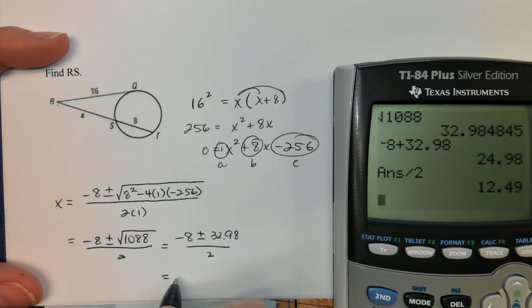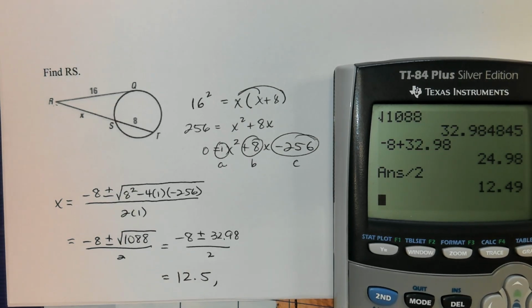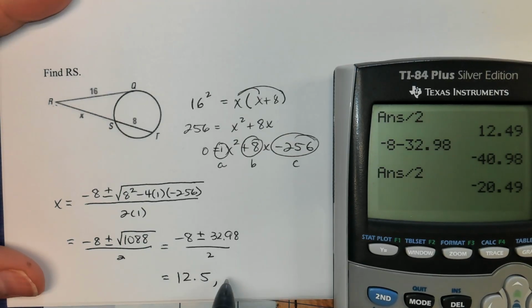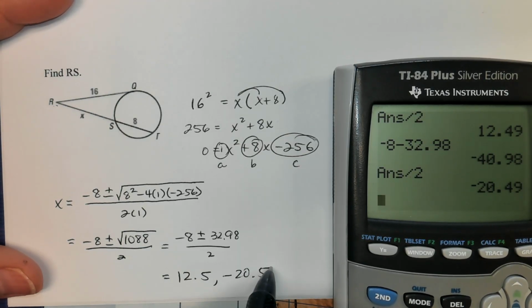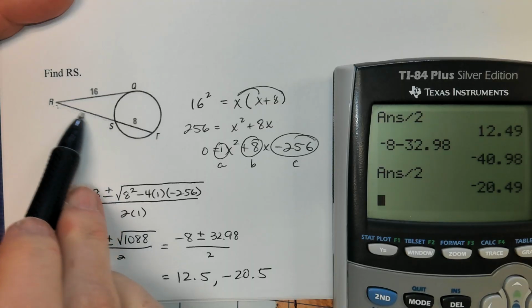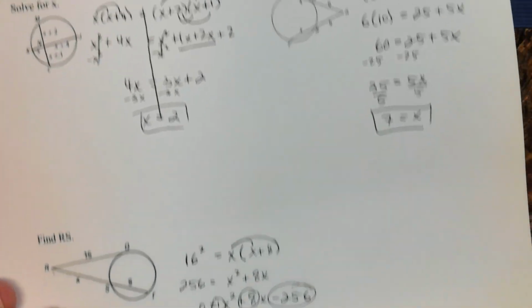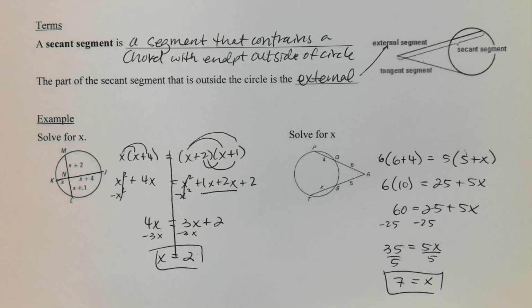So one of our answers is 12.5. And the other one is negative 8 minus the 32.98, and then we'll divide by 2. And our other answer is negative 20.5. And it does not make sense in this problem for this length to be negative. So we won't be able to use that one. We'll just use 12.5. So make sure when you're doing your problems today, check the picture, match it up to the blue card, and then follow that formula.